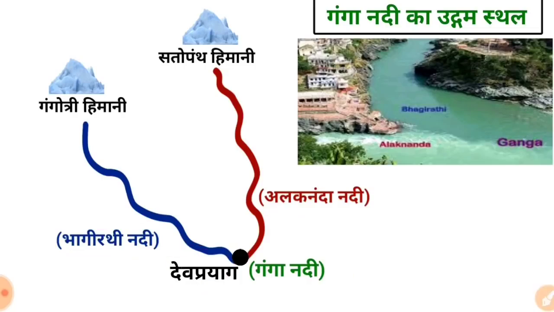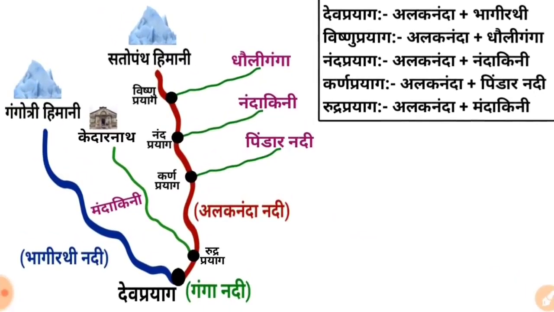And remember, this Alaknanda River, on the banks of which temple is it? It has been asked many times in the exam. It is on the banks of the famous Badrinath temple. Which river? Alaknanda River. So, we have read that the Ganga River is formed by the confluence of two rivers. Now let us look further.